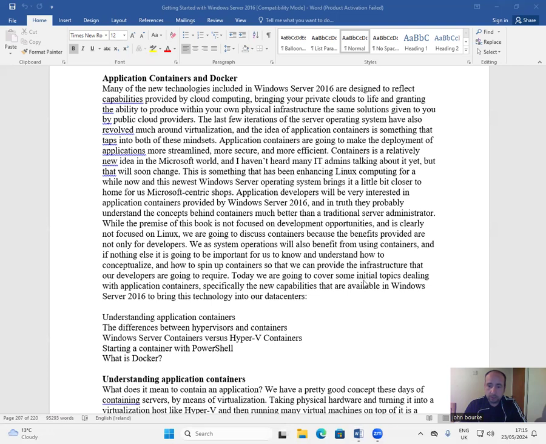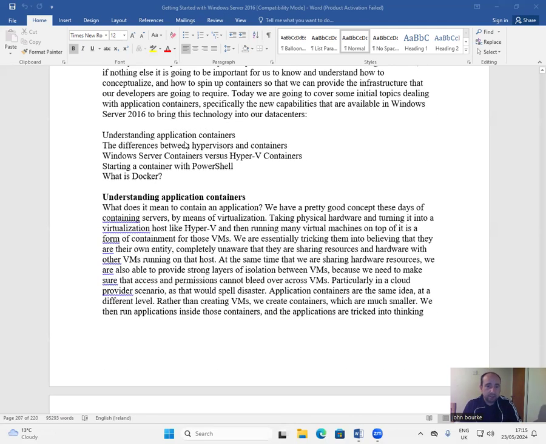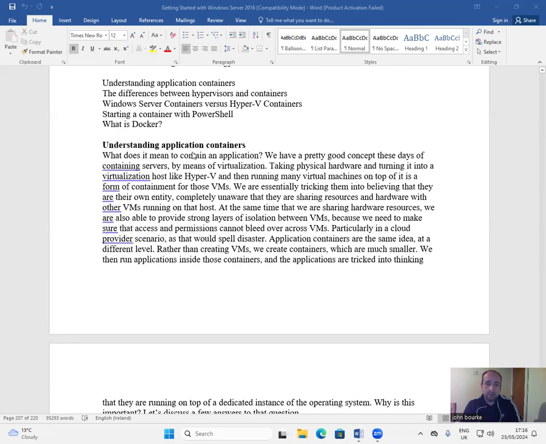Today, we're going to cover some initial topics dealing with application containers, specifically the new capabilities that are available in Windows Server 2016 to bring this technology into our data centers. Understanding application containers, the difference between hypervisors and containers, Windows Server containers versus Hyper-V containers, starting a container with PowerShell, and what is Docker.